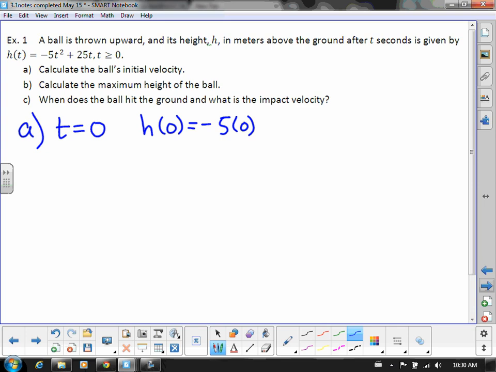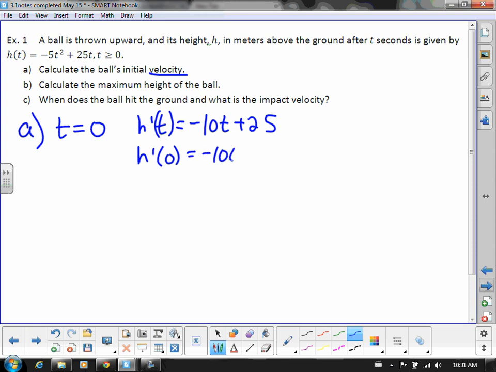t equals 0, not into the original equation, but into the derivative, because it's saying velocity. So we need h prime of t. So that's going to be negative 10t plus 25. So h prime of 0 is going to be negative 10 multiplied by 0 plus 25, which equals 25 meters per second. Don't forget your units here.